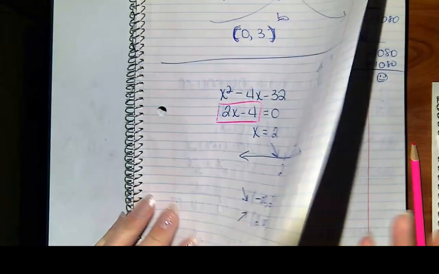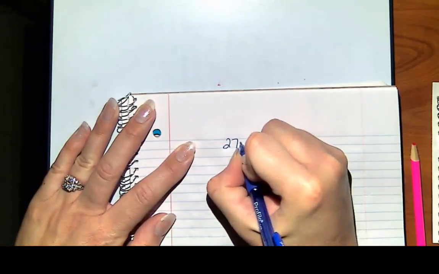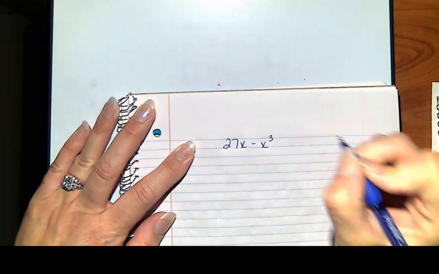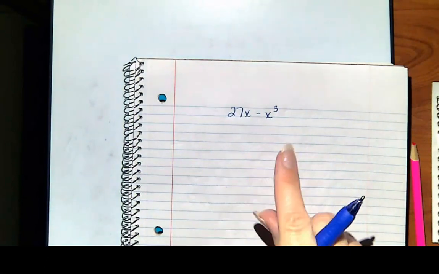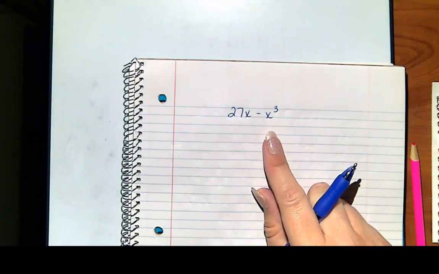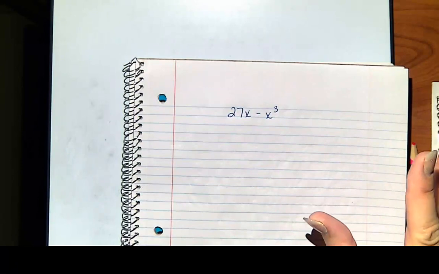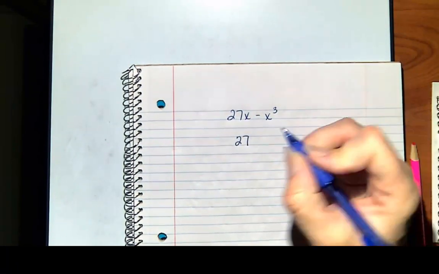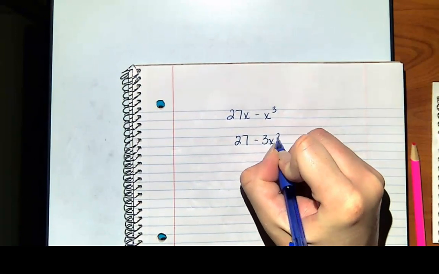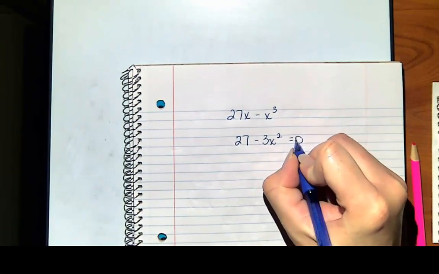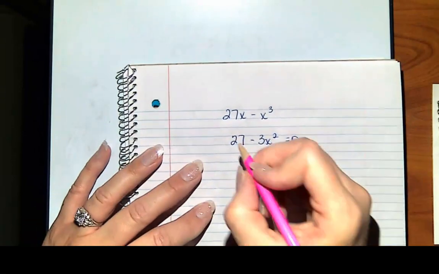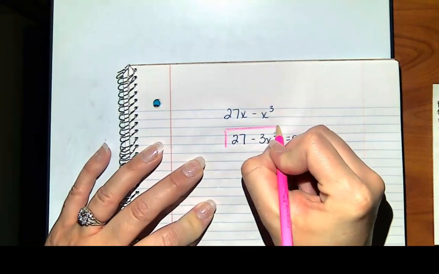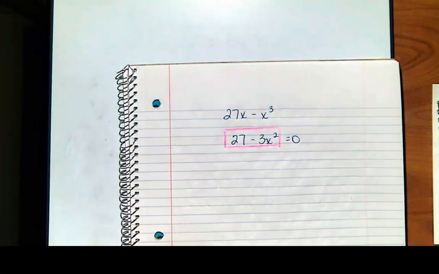Okay? So let's do another one. We've got 27x minus x to the third. So your domain is all real numbers. I don't see any variables in denominators. I don't see any variables under radicals. So I'm going to take a derivative. 27 minus 3x squared. And I'm going to set it equal to 0. This is where I'm going to plug in my test points. Okay, that's your first derivative.